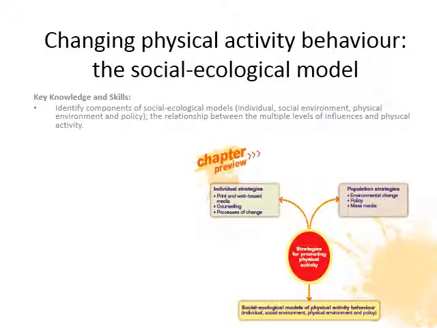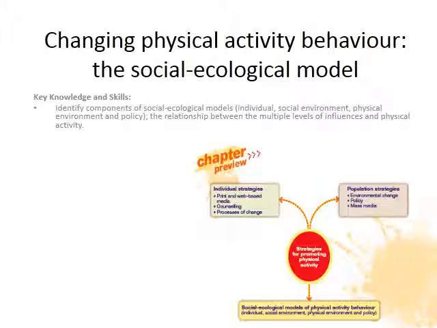So last lesson we looked at different measurement tools we use to measure physical activity behaviour. What we're going to look at in this lesson is how we actually go about changing physical activity behaviour in both individuals and also at a population level. So the main basis of this lesson, and this is chapter 2 in your textbook, is the social ecological model, which is the accepted model that we talk about in VCE PE about how we go about getting behaviour change.